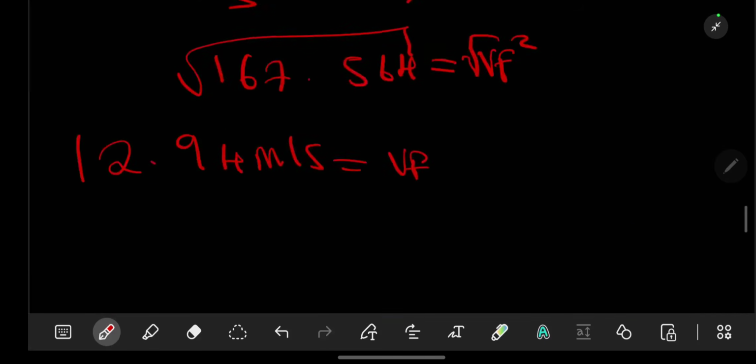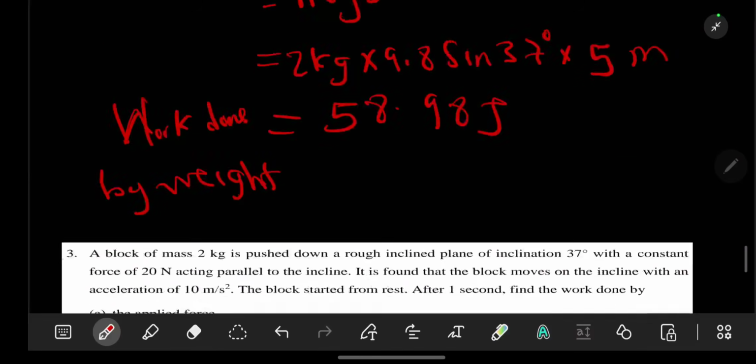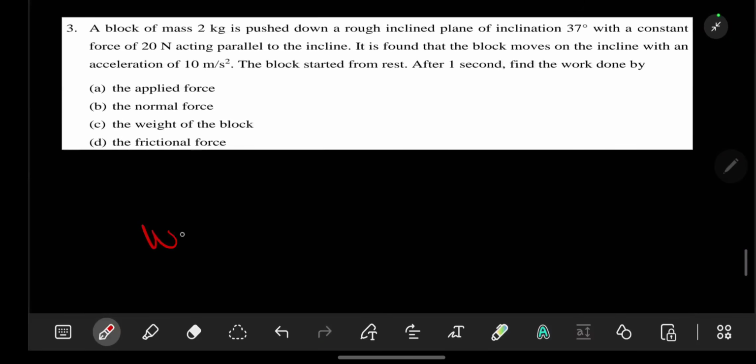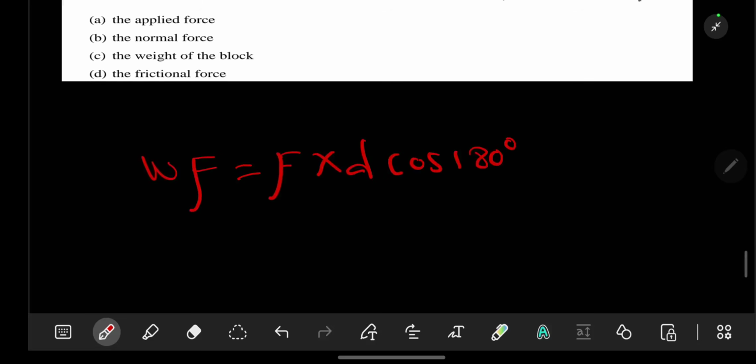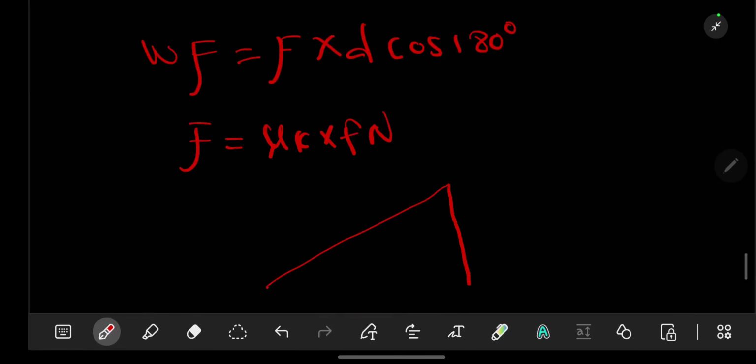Then the next one is the work done by the friction. The work done by the friction is equal to the product of the frictional force times the distance times the cosine of 180 degrees. So we are going to have our work done by the frictional force. Frictional force first is equal to the coefficient of kinetic friction times the normal force. The normal force in this case, remember the ramp is like this.